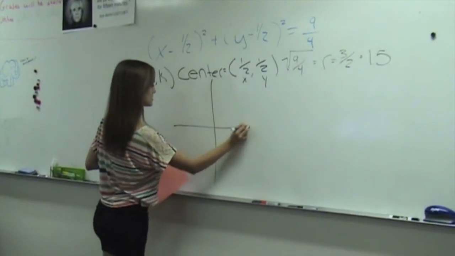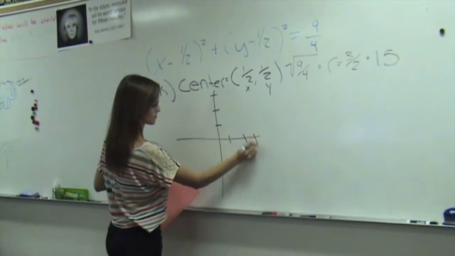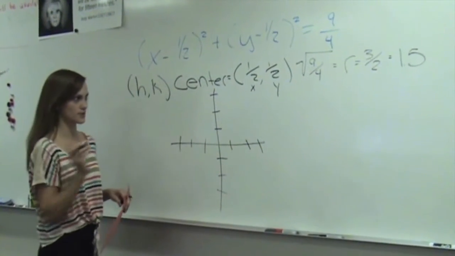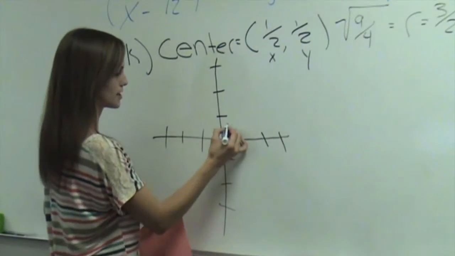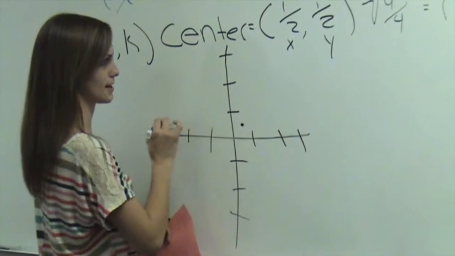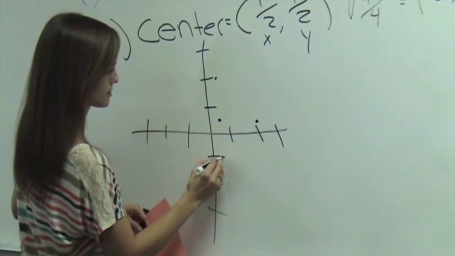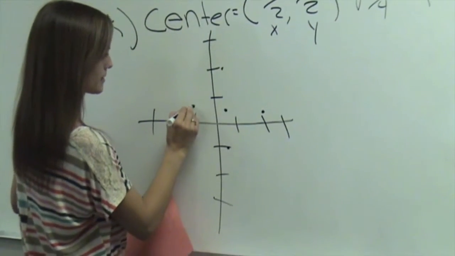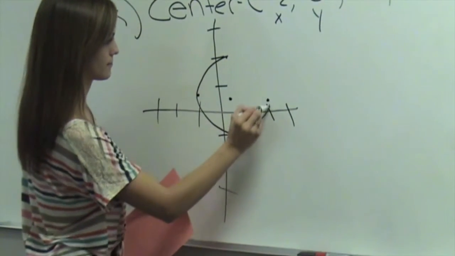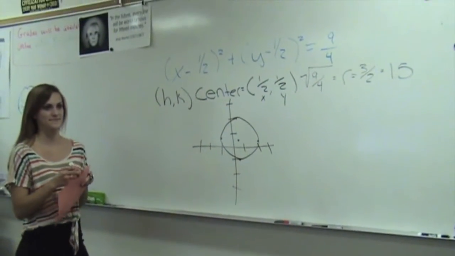We make our graph, 1, 2, and first we plot the center, which is 1/2, 1/2. So go over 1/2 and up 1/2. And then we need to plot the radius, up, down, side, and side. So that'd be 1/2, 1, 1/2, 1. And then now we need to connect the dots that were created by the radius. And that's how we find the center, radius, and graph the equation of a circle.